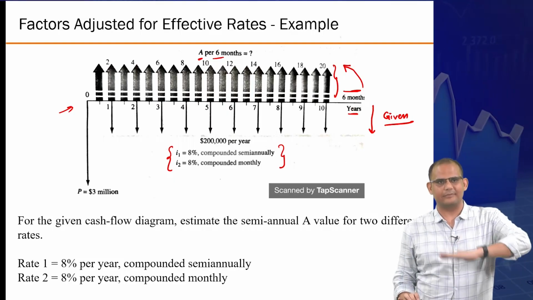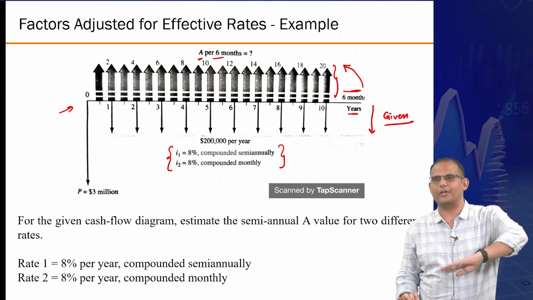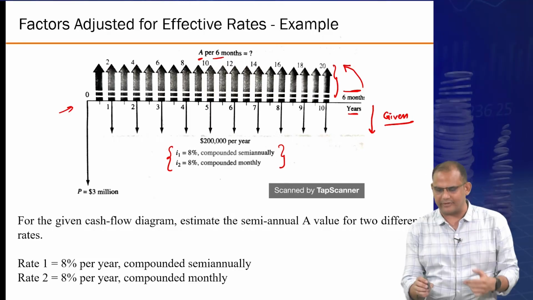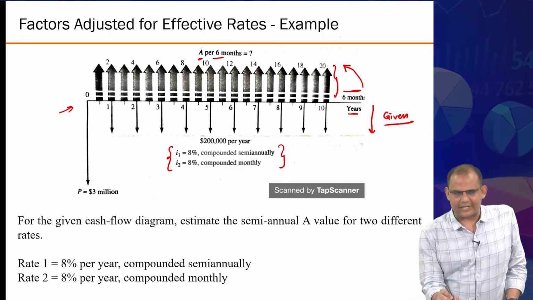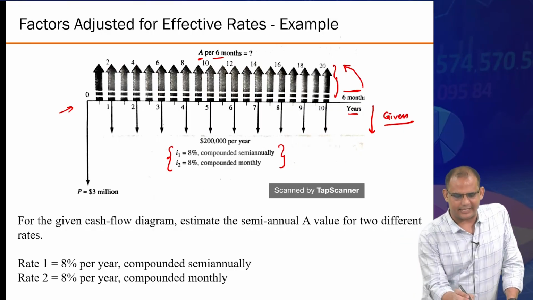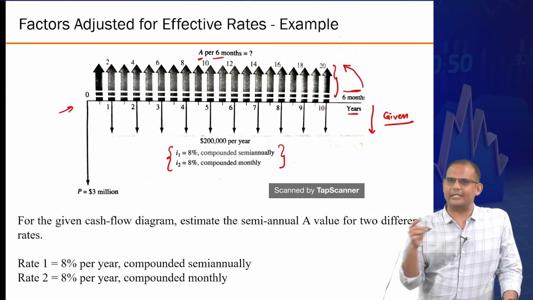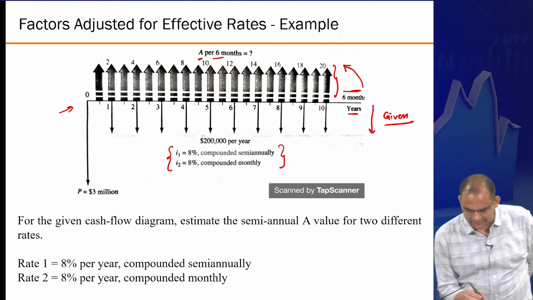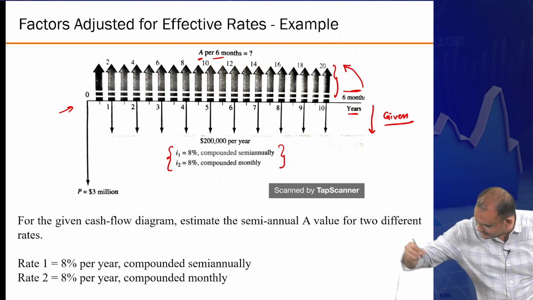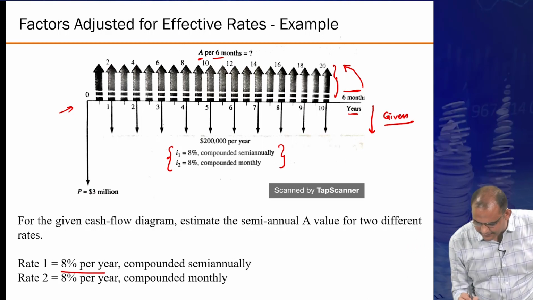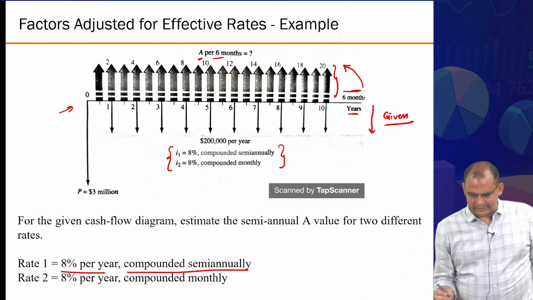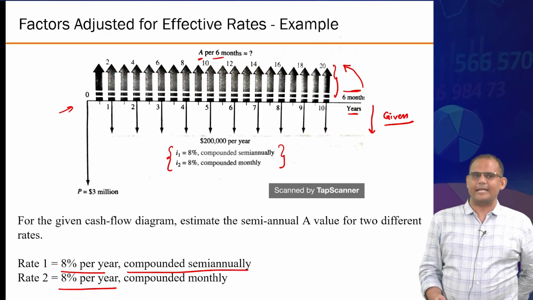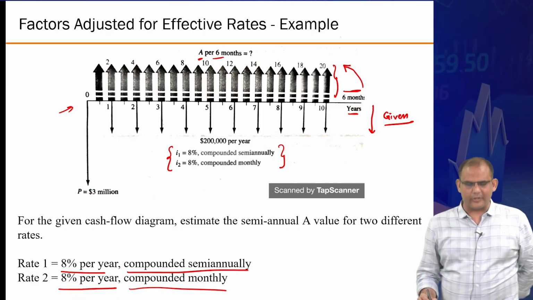The bottom cash flow series, you have to convert to an equivalent cash flow series given at the top, whose A value you have to determine, because every 1 year it is having 2 A payments. That's the question, right? And the first rate that has been given to you is 8% per year compounded semi-annually. Second rate that has been given to you is 8% per year compounded monthly.